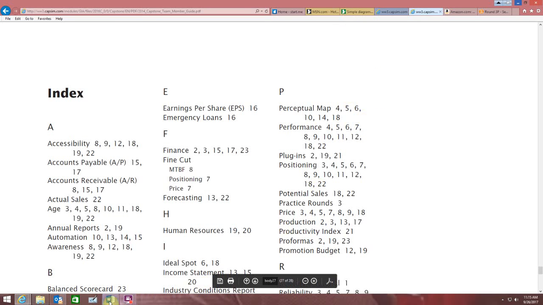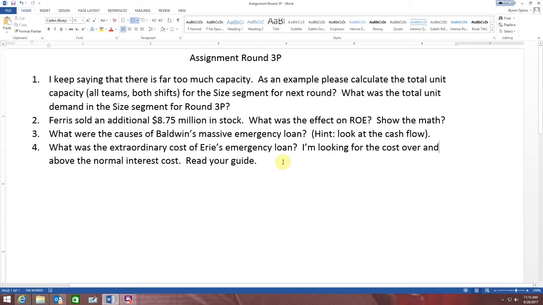I would like you to do the math, so please do the math on that. Don't just do the percentage if that's what it is. Just do the math on it, please. So that should be it for your assignment for round 3P.